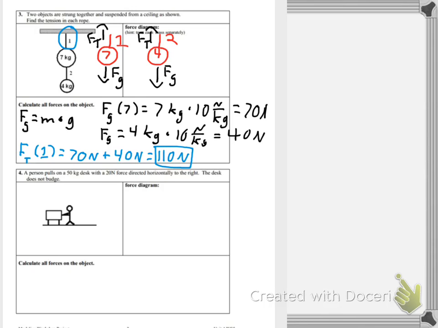String 2, right here, same as string 1, you just need to worry about what's below it. And because the 7 kilogram mass is not below string 2, we're just dealing with the 4 kilogram mass, which means that the force of tension in string 2 is going to be 40 newtons, because that is what the force due to gravity was on that string.